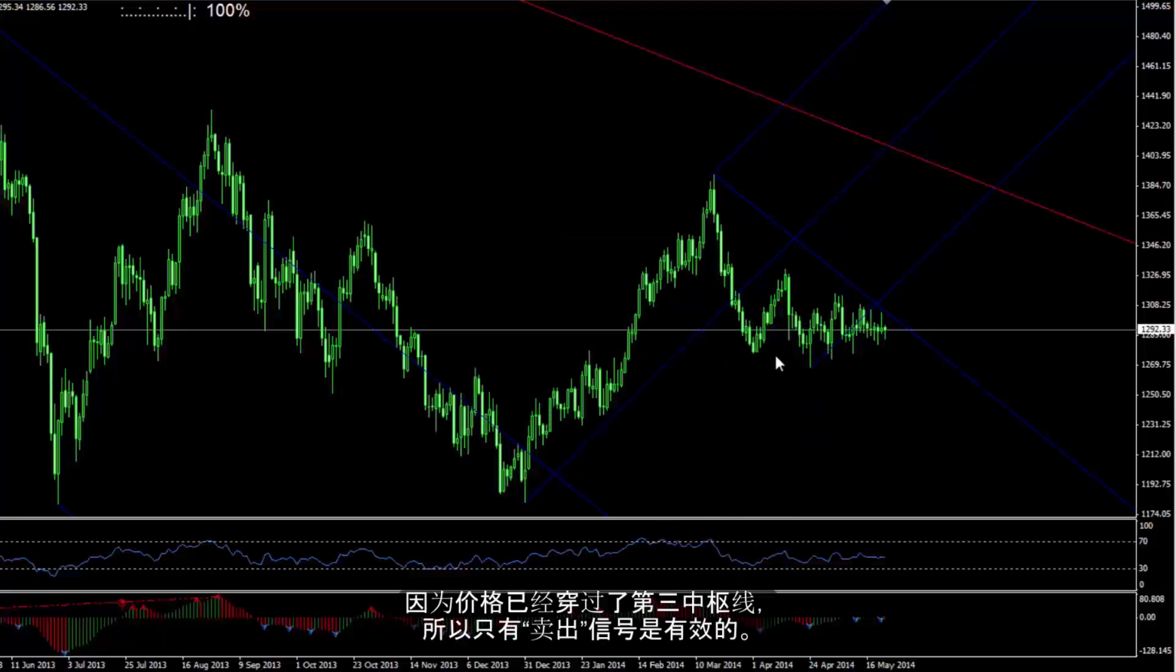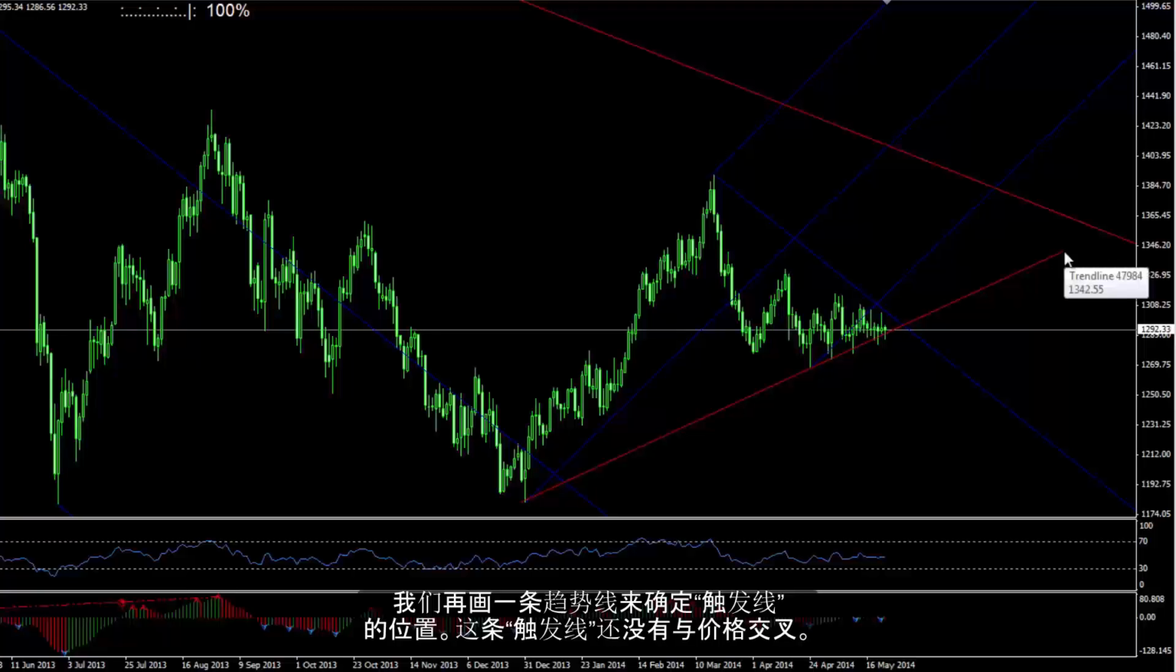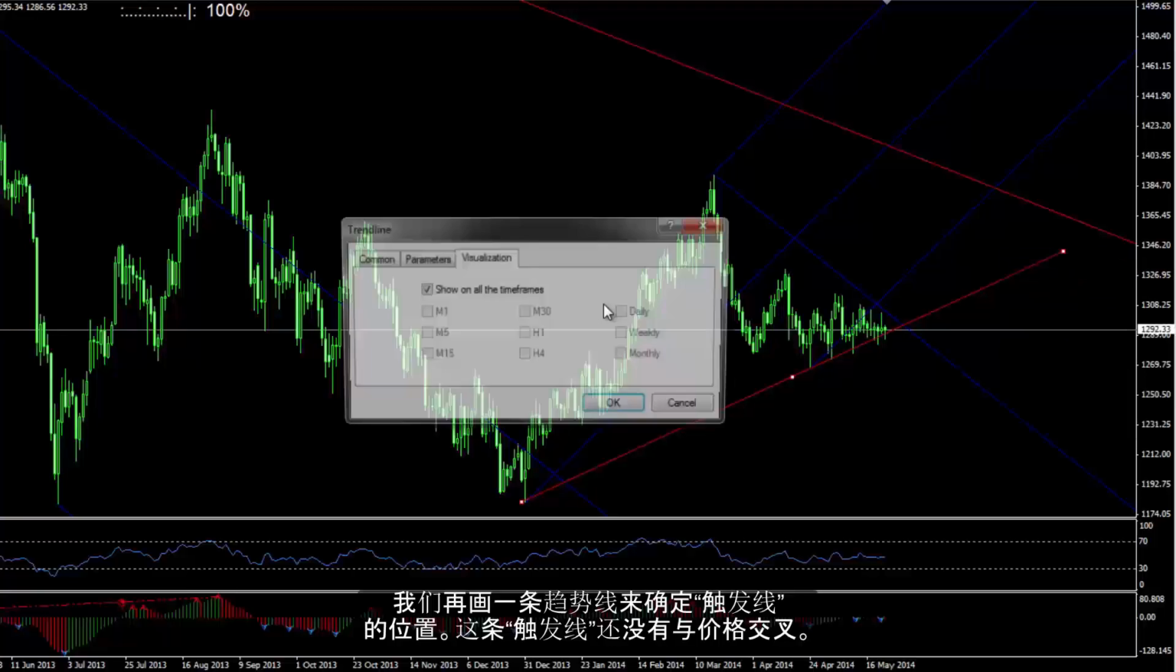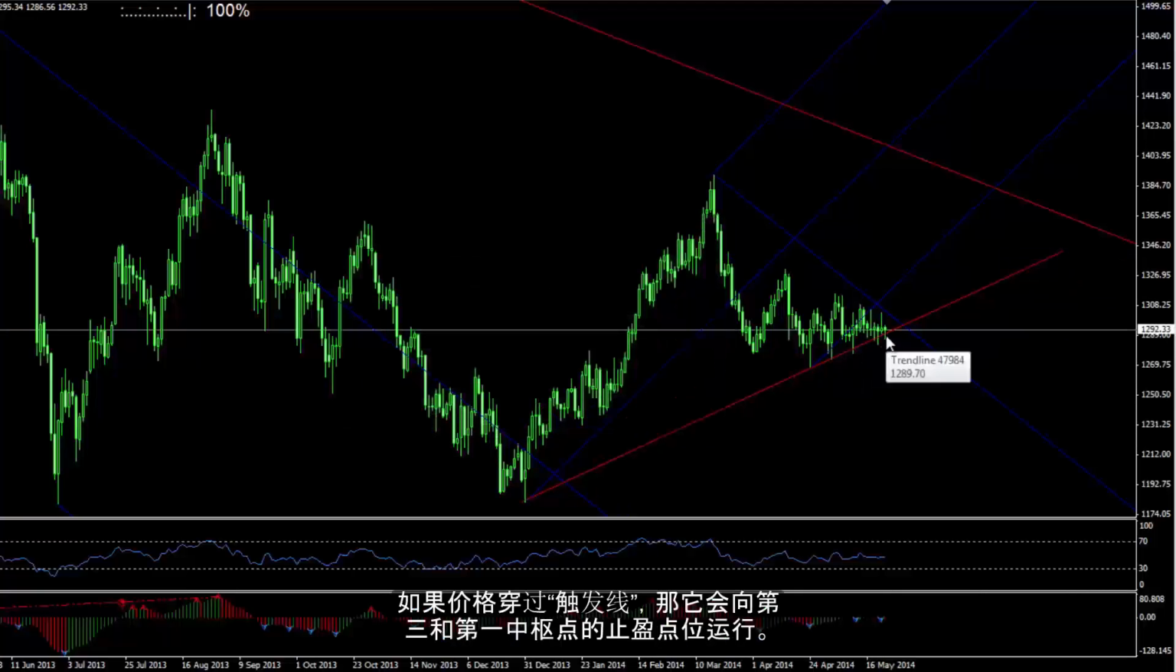Since the price has crossed the third pivot line, only a sell signal would be valid. A trend line is placed to determine a trigger line which has not been crossed by price yet. If the price passes the trigger line, then it would proceed towards TP points on the third and first pivots.